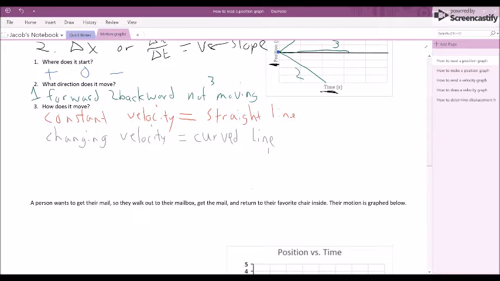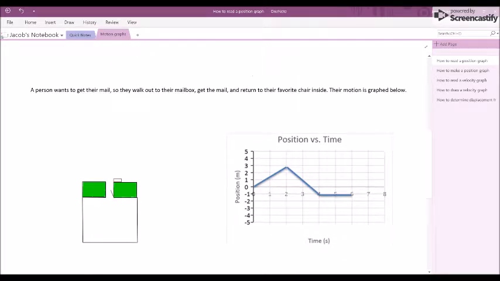So let's take a look at a couple examples here. So here we have a person wants to get their mail. So they walk outside of their house to their mailbox, get the mail, return it to their favorite chair inside. Here we have the position graph. We start at position 0, and I'm going to call that position 0 right here. That is position 0.